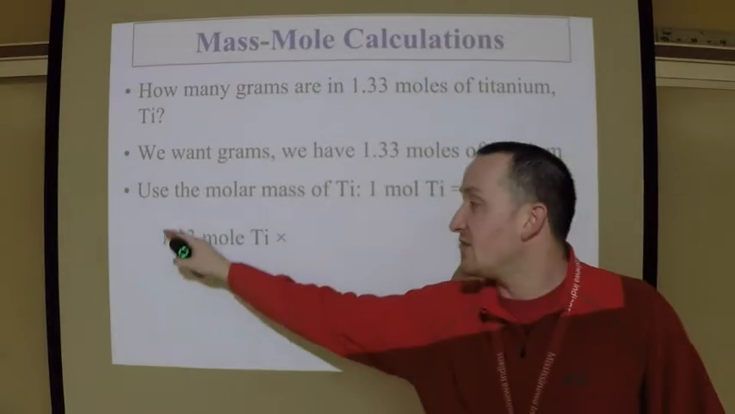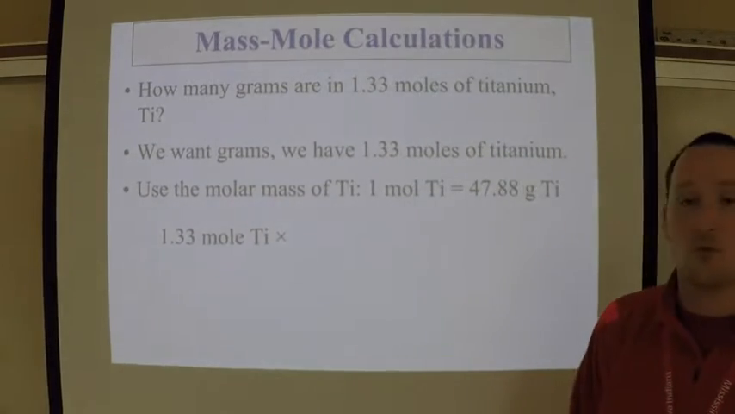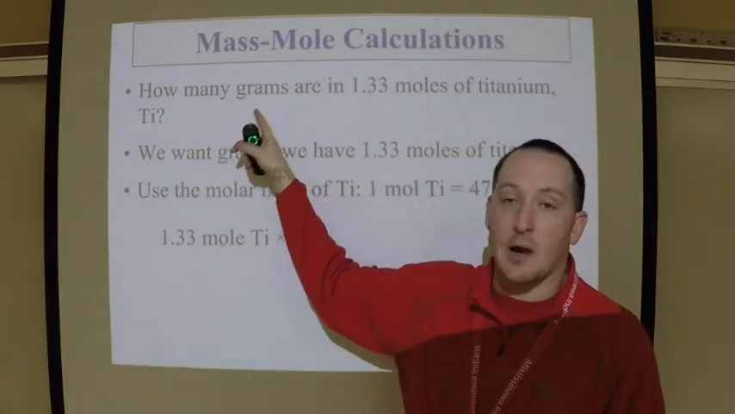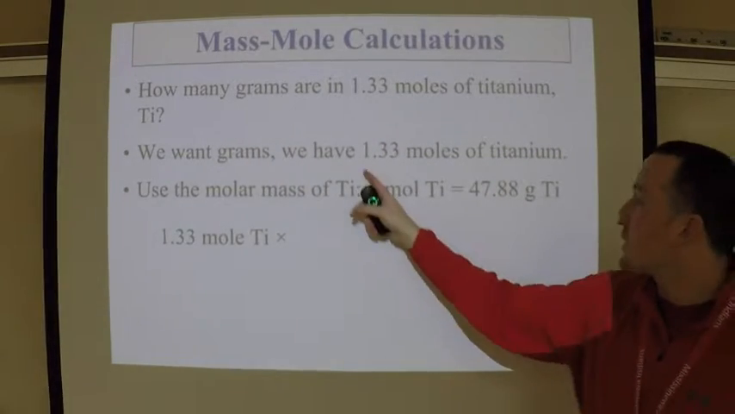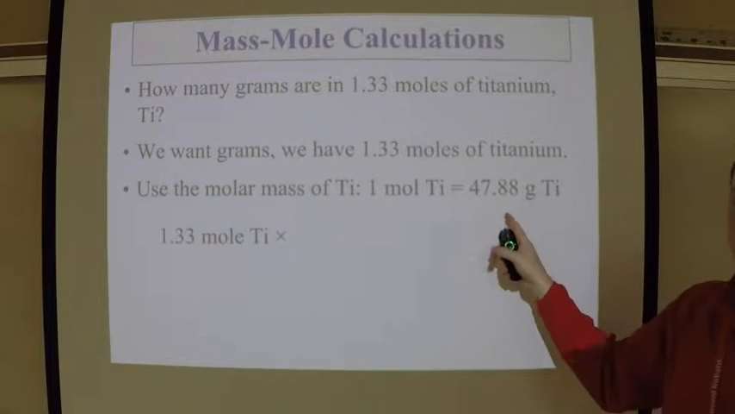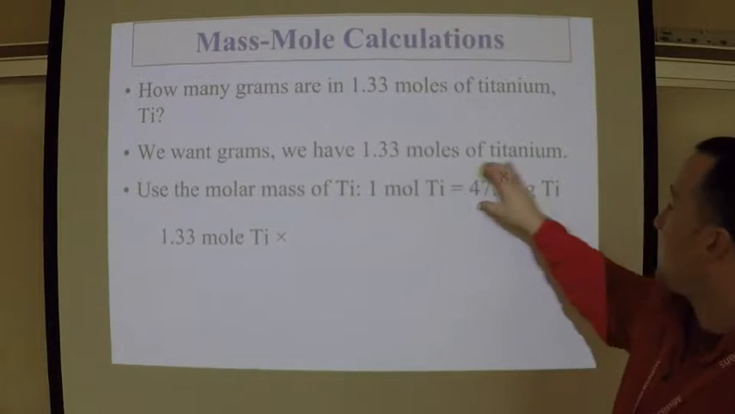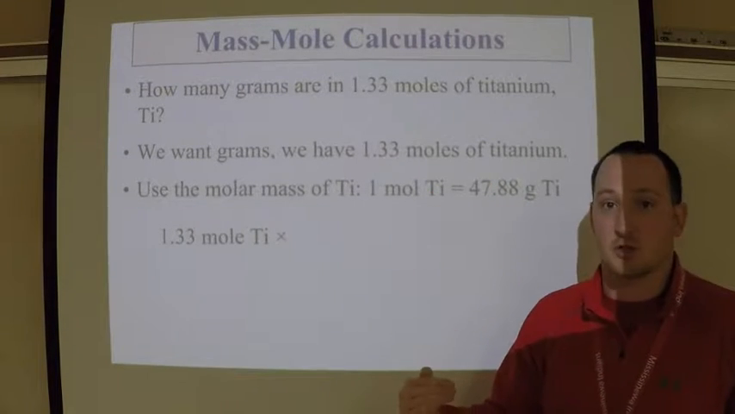So here's my given amount. I have 1.33 moles of titanium. Again, that's what was given to me. And it asked me for how many grams. Well, here's my conversion factor to get between moles and grams. So remember, we write our dimensional analysis. We're going to take this conversion factor and write it as a fraction.